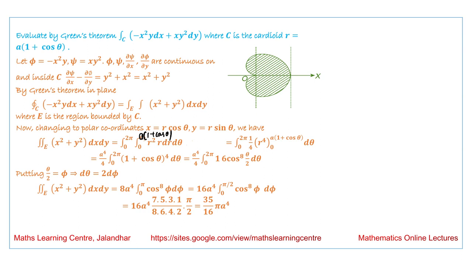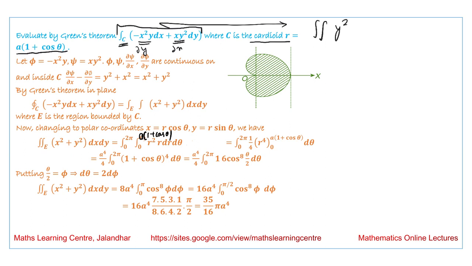Now the next question is to evaluate this integral by Green's theorem, where C is the cardioid r equal to a into 1 plus cos theta. If we use Green's theorem over here, this integral will become a double integration of the partial derivative of this term with respect to x and the partial derivative of this term with respect to y. So we obtain the integrand y square plus x square, dx dy.